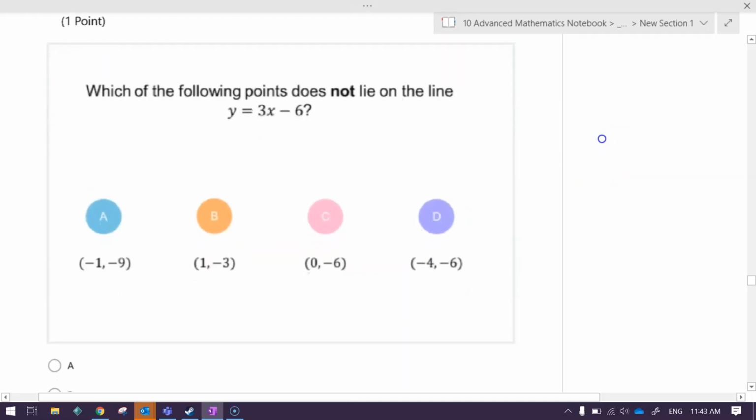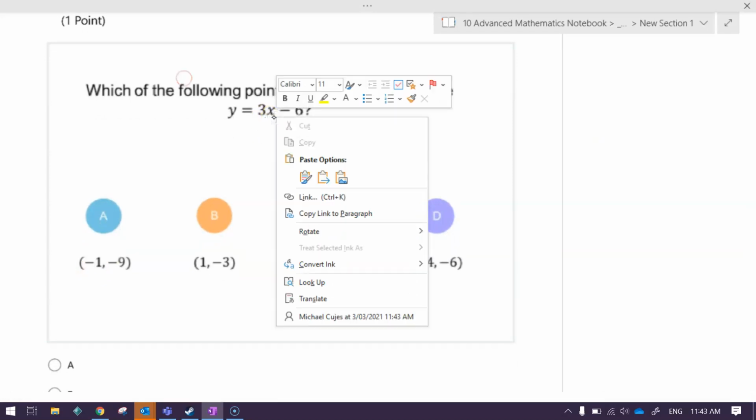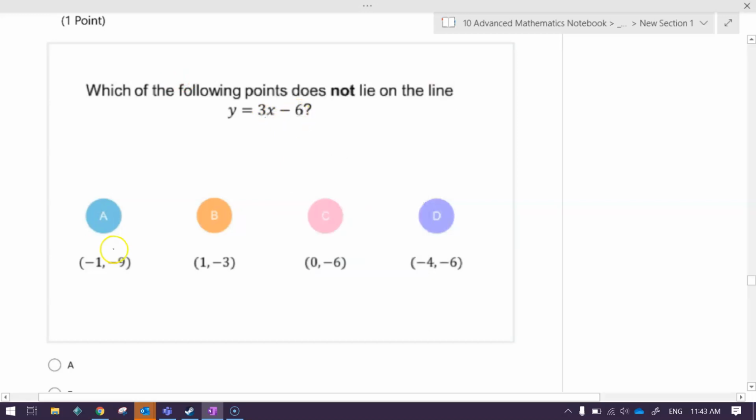Which of the following points does not lie on the line? Well, here it's just a matter of substituting in. If x equals negative 1, 3 by negative 1 is negative 3. Take away another 6 would be negative 9. That one is on the line. 3 times 1 is 3, minus 6 is negative 3. B is on the line. 0 and negative 6: if I put 0 in for x, I get 0 minus 6, negative 6. If I put in negative 4, I get 3 times negative 4 is negative 12, minus 6 is negative 18. That is not negative 18. That is the one that does not lie on the line.